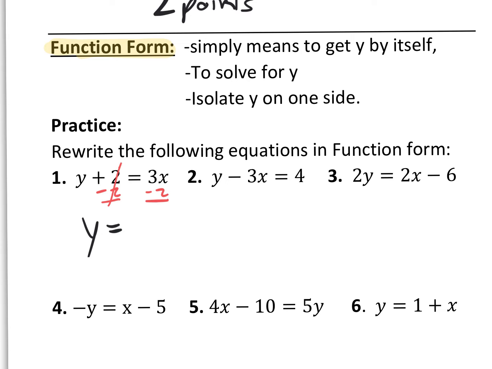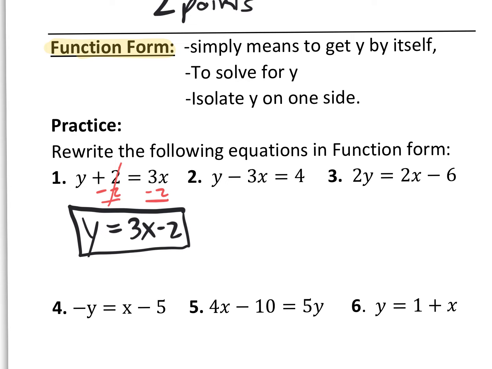Y equals, now I can't do 3x take away 2. That's like saying I got 3 bananas and I want to take away 2 apples. That doesn't make sense. You could only rewrite it. And we always want to rewrite the x term first, the variable term first, and the number that's by itself second. So I would rewrite this as 3x minus 2. And ladies and gentlemen, this is now what we call function form. Y equals 3x minus 2.